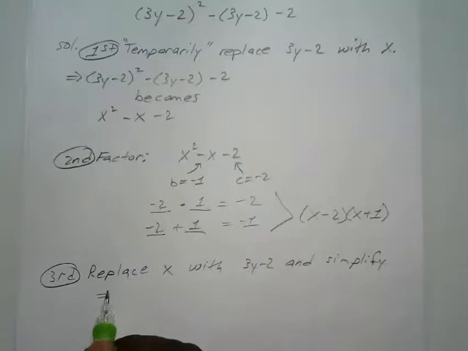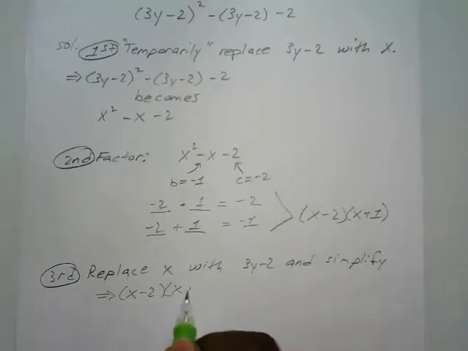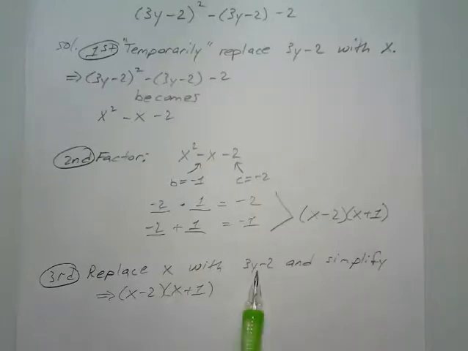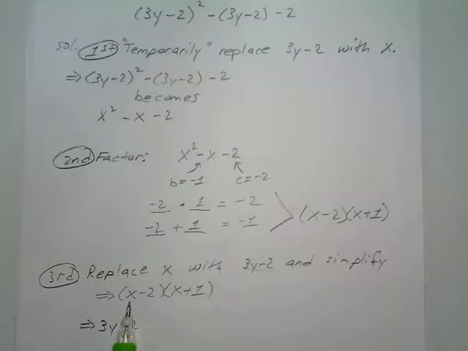Okay, so we have x minus 2 times x plus 1. We're going to replace the x, so that gives us 3y minus 2. Remember, that's just the x replaces that, but we still have that minus 2 there. And instead of x plus 1, you have 3y minus 2 plus 1.